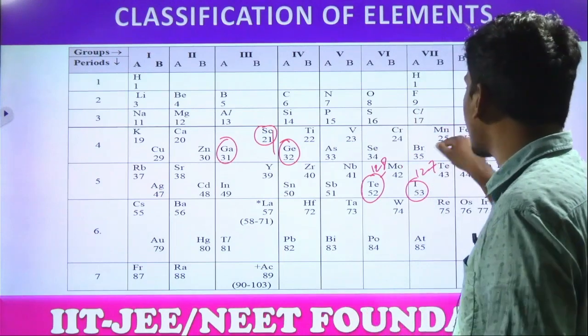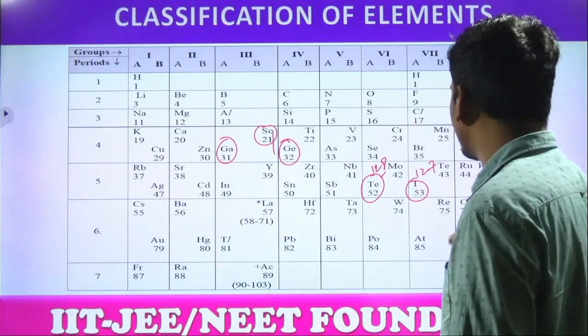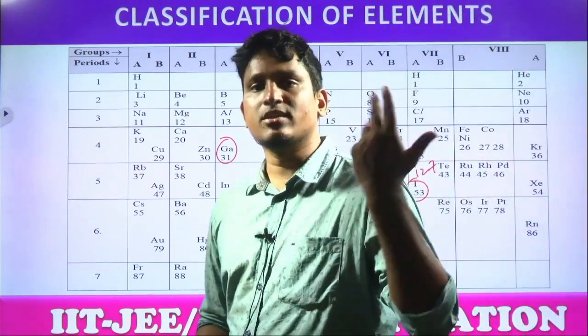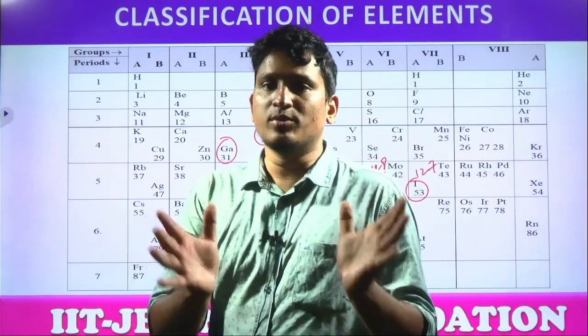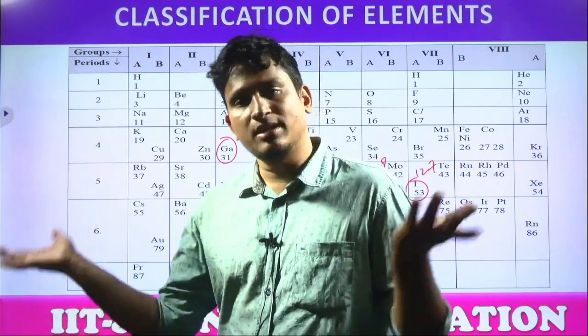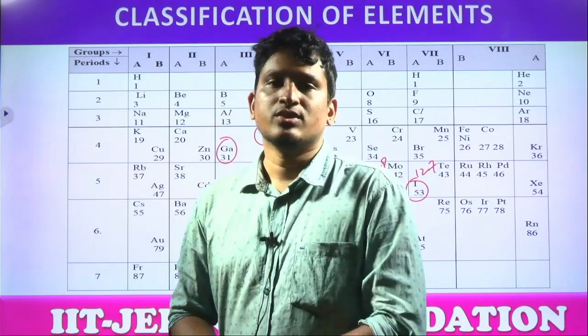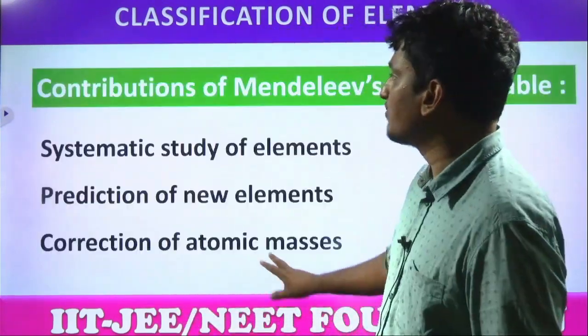Even you can see manganese is placed in the non-metallic groups. Manganese, tellurium, these are metals but are placed in the non-metallic groups. They should have been given a different position like D block elements, as in the modern periodic table. At that time there was no concept, so he simply placed all these elements in this subgroup concept. So these are the drawbacks of Mendeleev's periodic table, students.